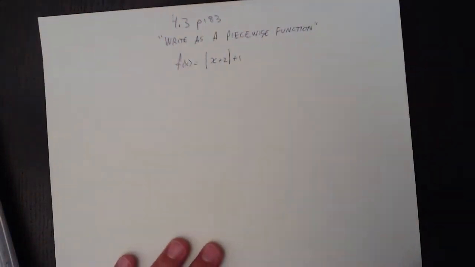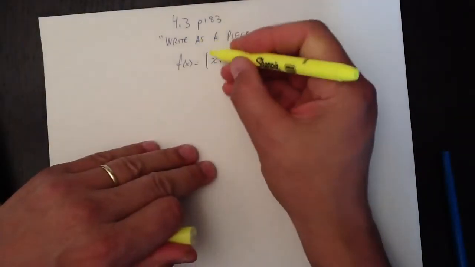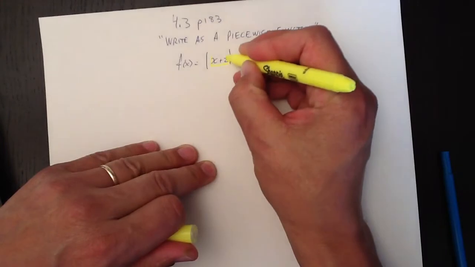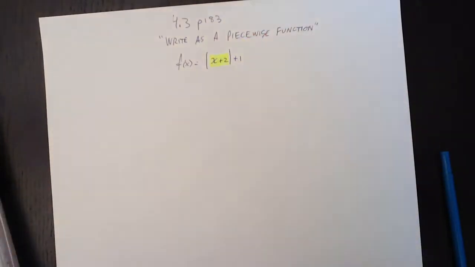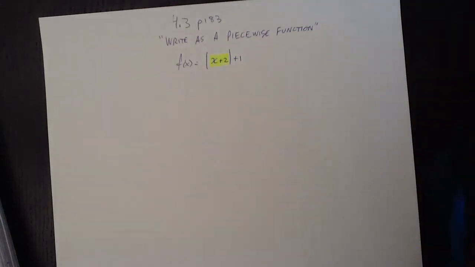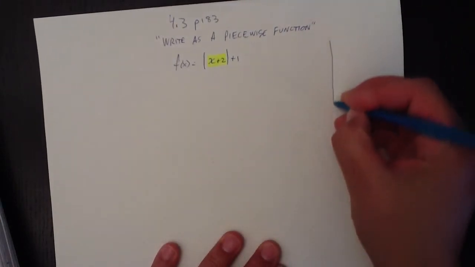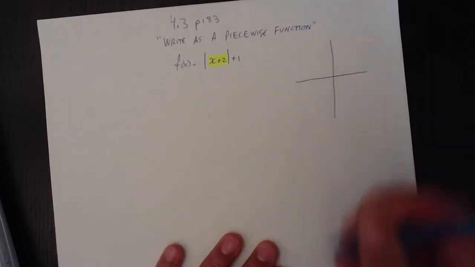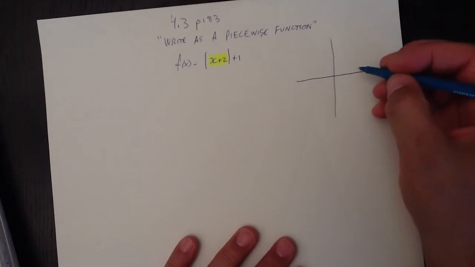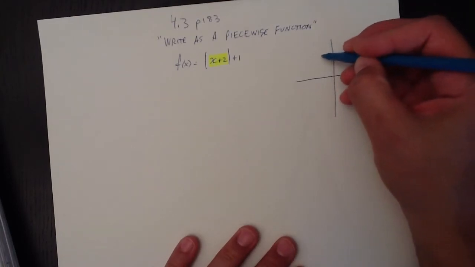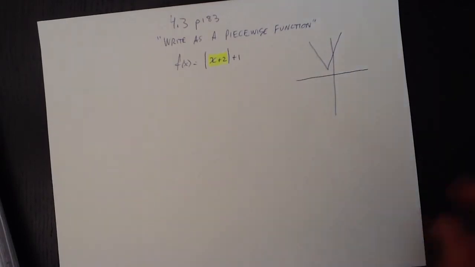To write as a piecewise function, we're going to take this content here, which I will highlight in yellow, and we're going to show two different functions that represent this thing on the graph. Now, I don't know off the top of my head what it looks like. I'm going to guess it looks something like this. That's just my guess.